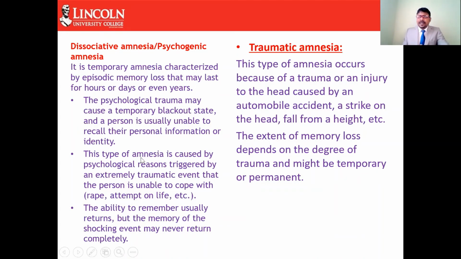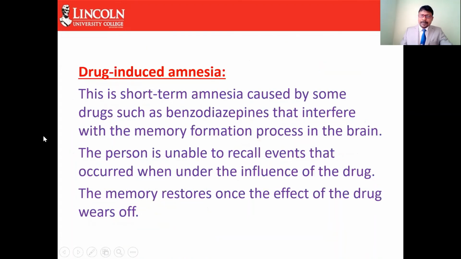Another type of amnesia is traumatic amnesia. It occurs because of trauma or head injury, maybe from a road traffic accident, an object falling on the head, or someone falling from a height, so they may get a head injury. This leads to loss of memory. The extent of the memory loss depends upon the degree of trauma. It may be temporary and also permanent. So these are different types of amnesias.